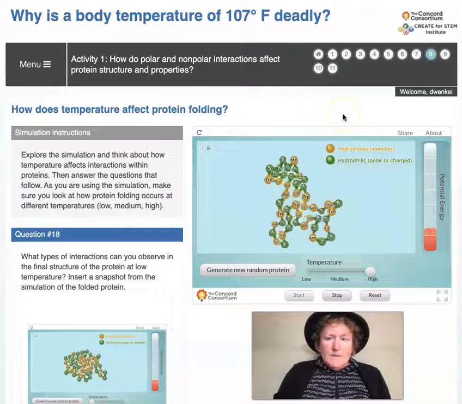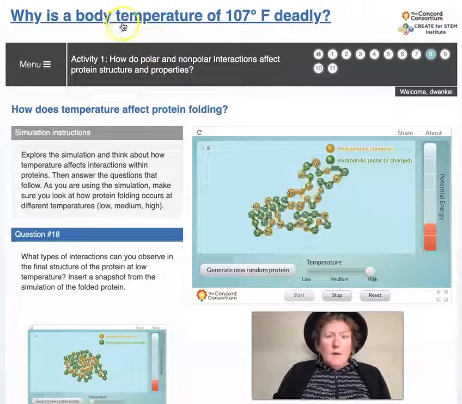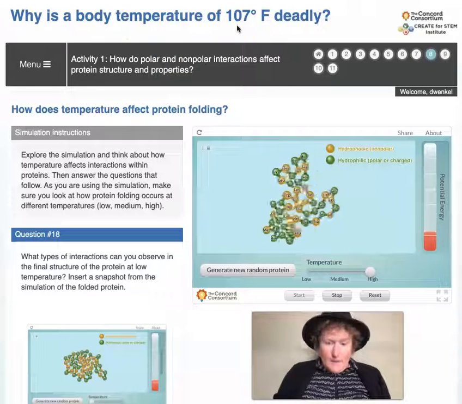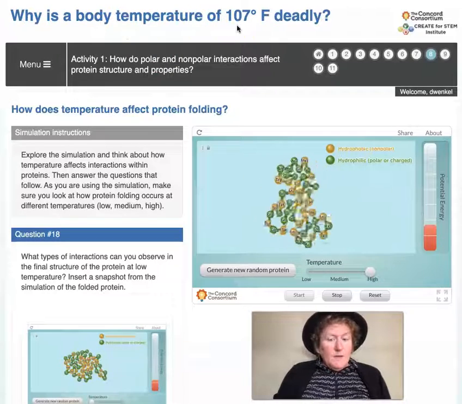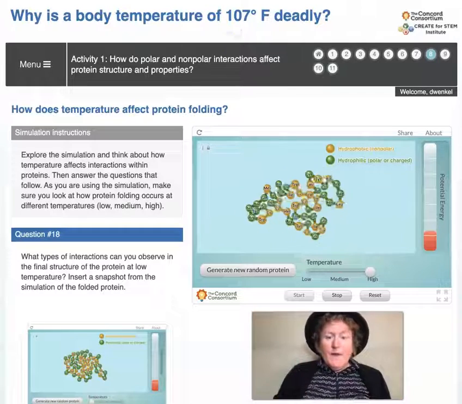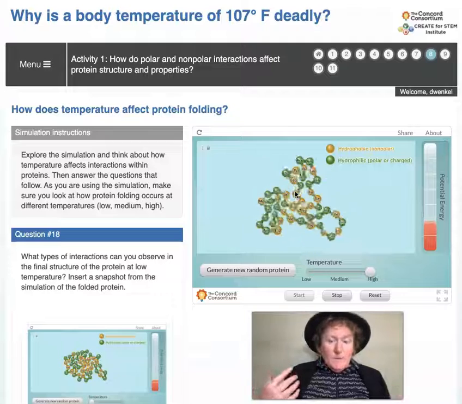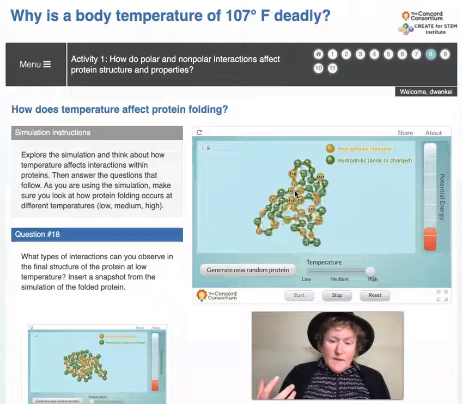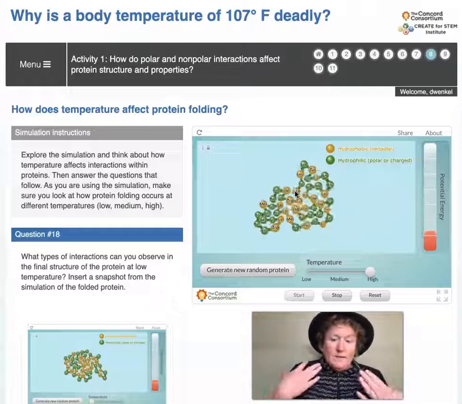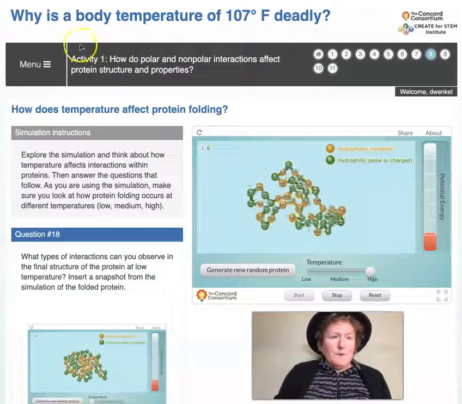We did pages 6, 7, and 8 of activity 1 in Why is a body temperature of 107 Fahrenheit deadly. If we add energy, kinetic energy, to our own proteins and our own body, this sort of thing can start to happen to the molecules in our body. Our enzymes get shaken apart and they don't work, and that is damaging to us. So keep thinking about that as we progress in this lab.